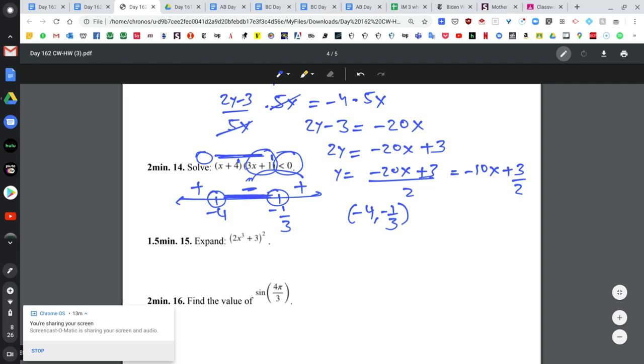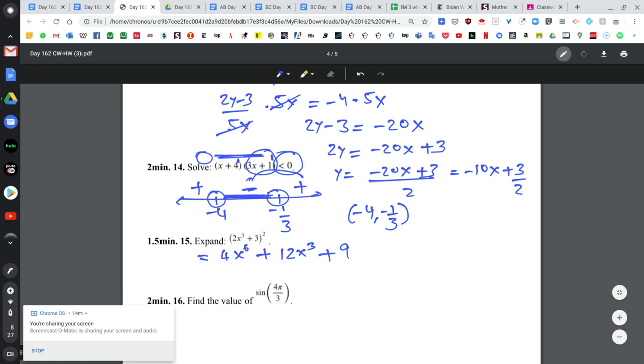Pause the video, see if you can do 15 yourselves. It's the square of a binomial. 2x cubed times 2x cubed, careful, is 4x^6. You add powers. For the middle term, 2 times 3 is 6, times 2 is 12, and you write down the variable. And then finally, 3 times 3, which is 9.